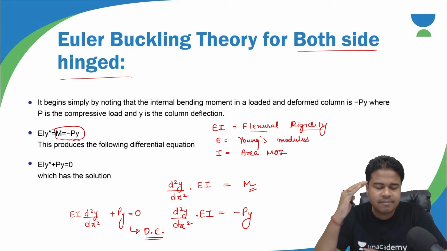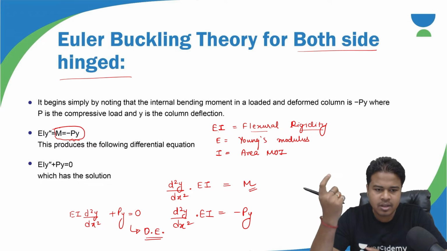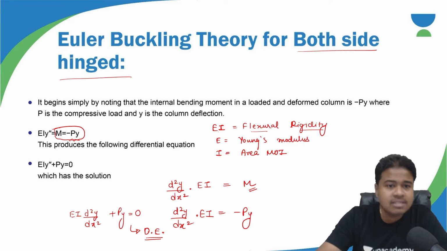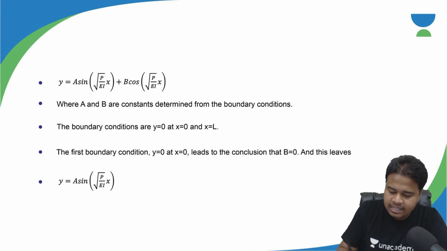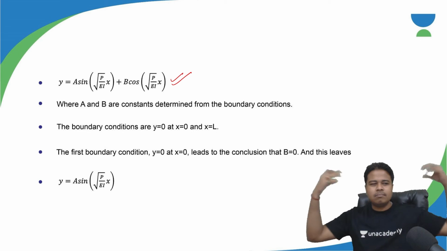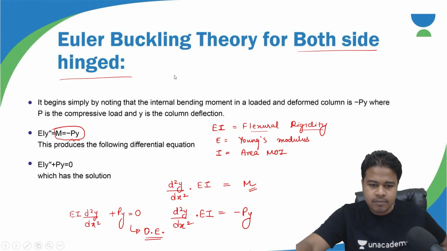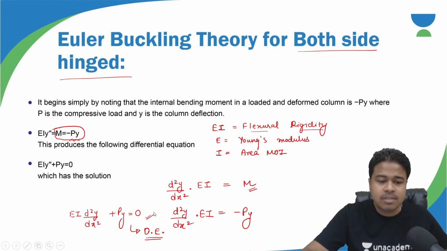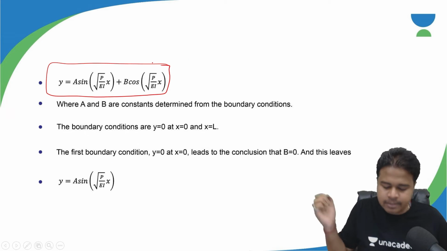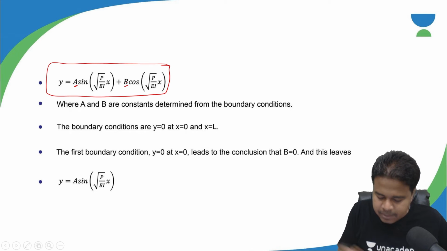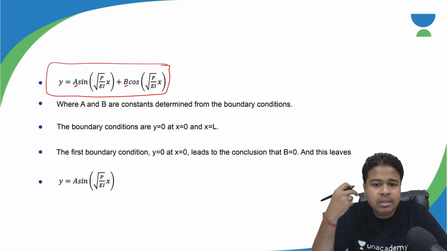And obviously this differential equation will have a solution. Definitely it will have some solution. How to find out that solution? What is the solution to this differential equation? See, directly I have found it out, because I am assuming that you know the differential equation very well. Once you solve it, this is the solution, where a and b are constants, and that will be determined with the help of boundary conditions.